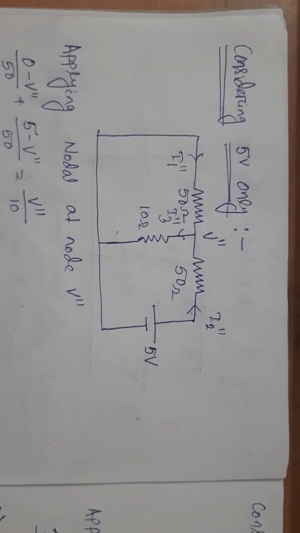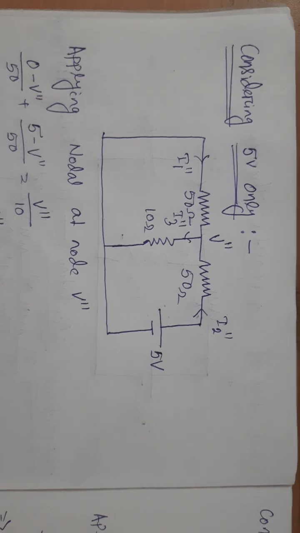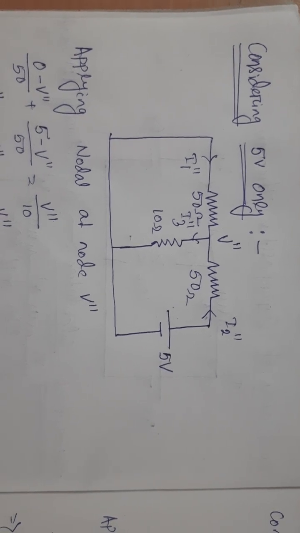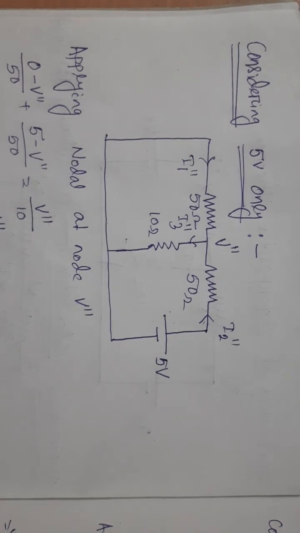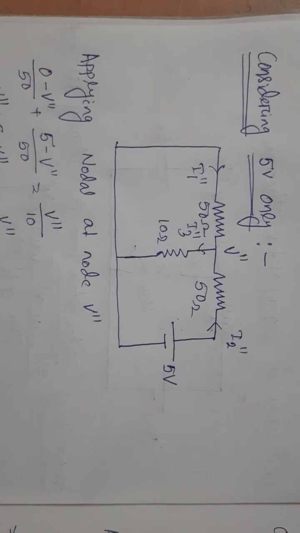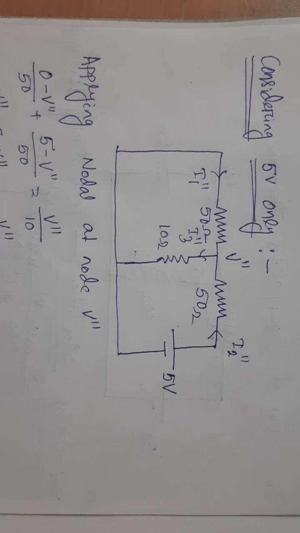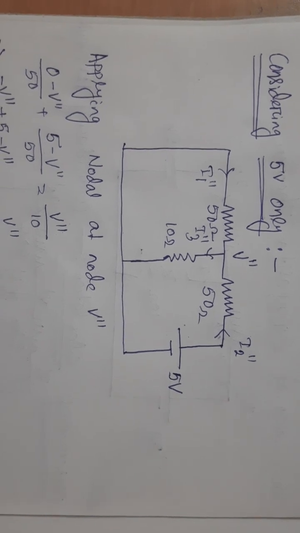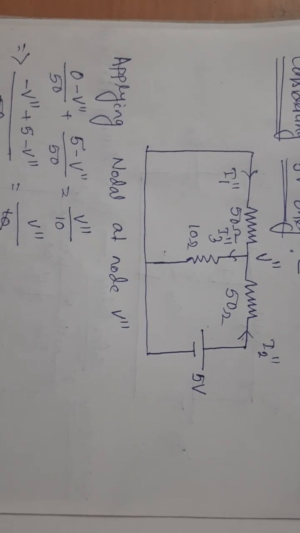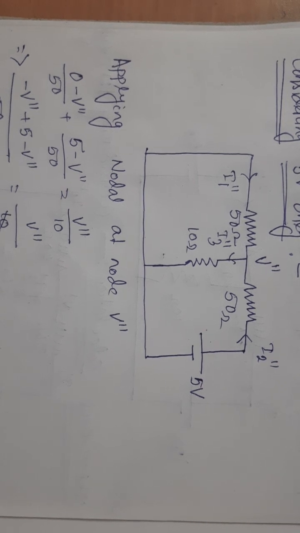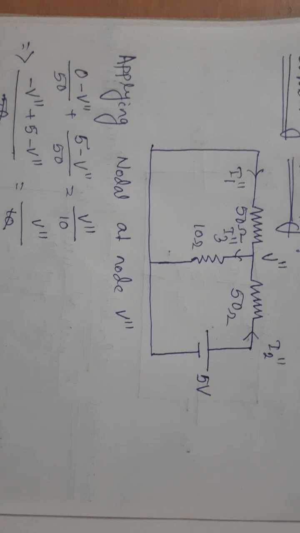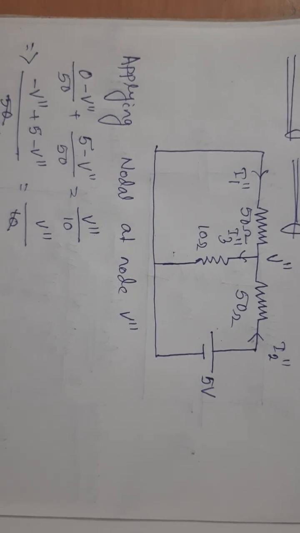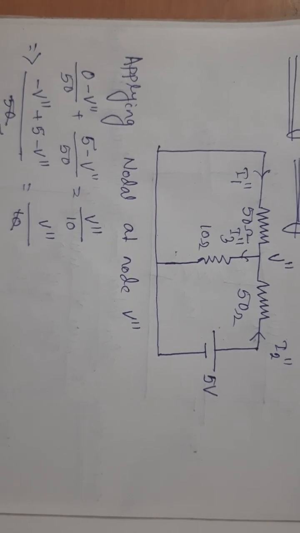Now we are considering the 5 volt source only, and the 12 volt source is deactivated. It is a voltage source, so it is replaced by a short circuit, and now we will apply KVL for this 5 volt source only. So applying it at the node, we are taking the node as V double dash.